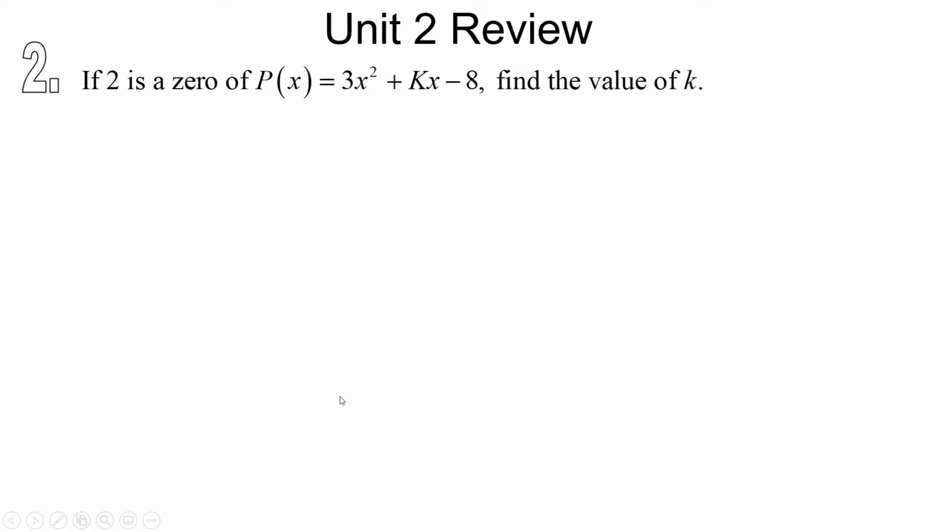Number 2. If 2 is a 0 of p of x equals 3x squared plus kx minus 8, find the value of k. Okay, well, let's break this down and do a little synthetic substitution again. The 2 is a 0, so I'm going to divide by 2 using synthetic substitution. So let's put 2 in the box. All right, and then I need to write my coefficients of p of x, and we're going to do that using the shotgun method.